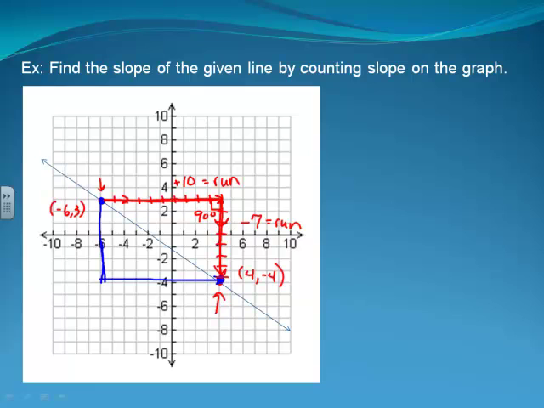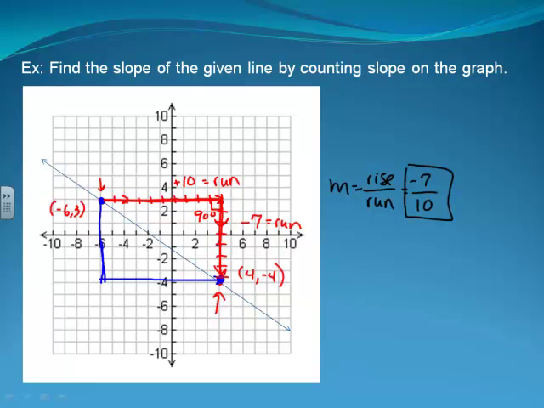The definition of slope is rise over run. And so the slope of this line, if that's how we decided to count it, would be the rise value, which is -7, over the run value, which is a +10. That gives us a fraction. Ask yourself, can I reduce that? The answer is no. Therefore, that's your answer.